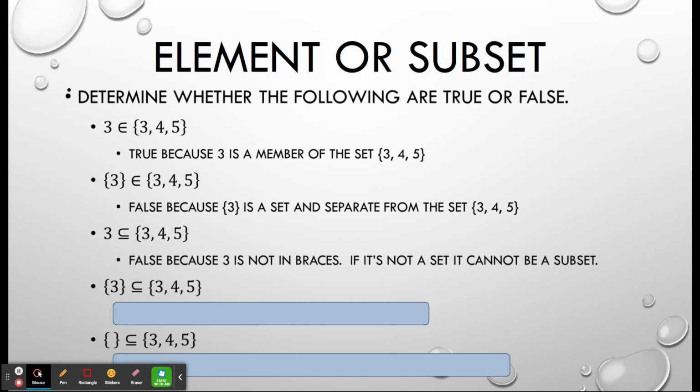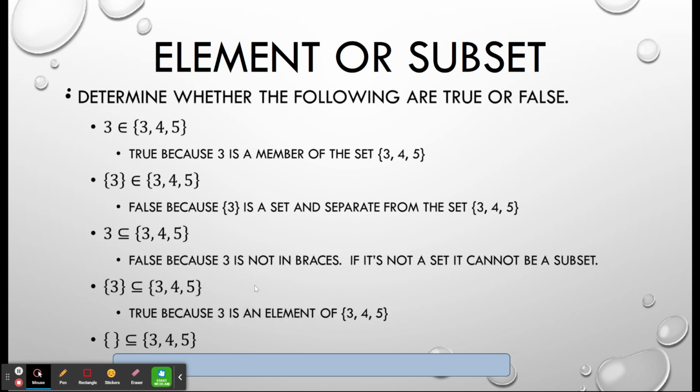The fourth example: {3}, with braces, is a subset of the set {3, 4, 5}. That is true. 3 is an element of {3, 4, 5}.